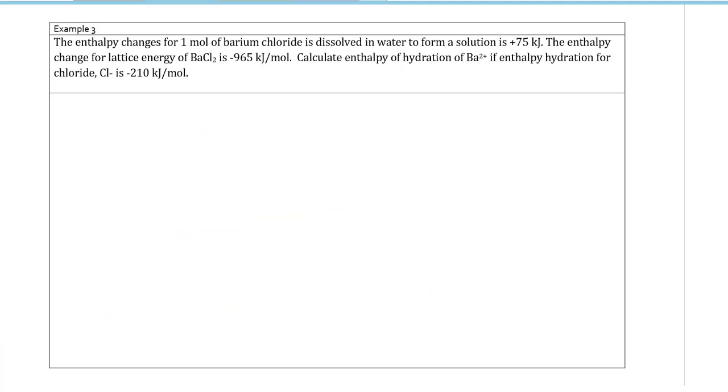Okay, next example. The enthalpy change for 1 mole of barium chloride dissolved in water to form a solution is positive 75 kilojoule. When the question already mentions 1 mole of barium chloride dissolved in water to form a solution, this is referring to enthalpy of solution. And the unit is kilojoule because here we have 1 mole mentioned in the sentence.